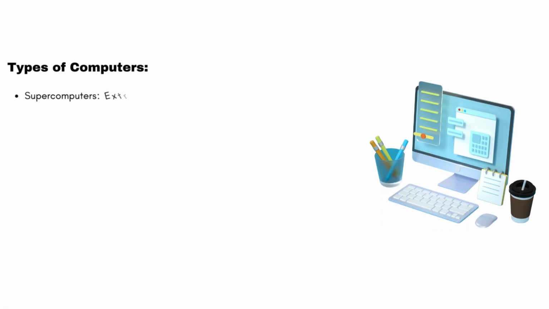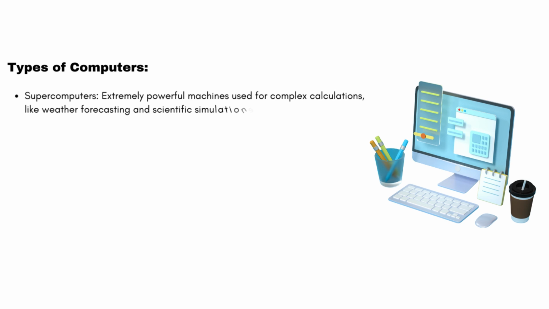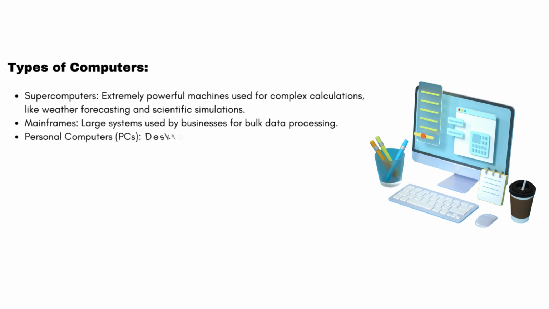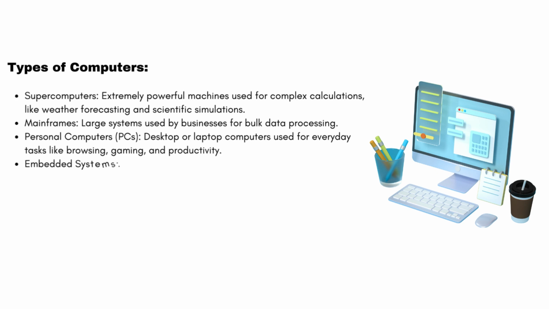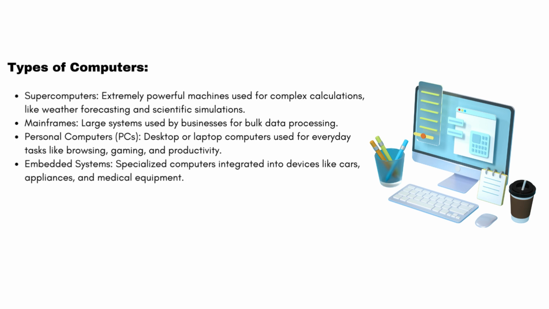Types of computers. Supercomputers. Extremely powerful machines used for complex calculations like weather forecasting and scientific simulations. Mainframes. Large systems used by businesses for bulk data processing. Personal computers, PCs. Desktop or laptop computers used for everyday tasks like browsing, gaming, and productivity. Embedded systems. Specialized computers integrated into devices like cars, appliances, and medical equipment.